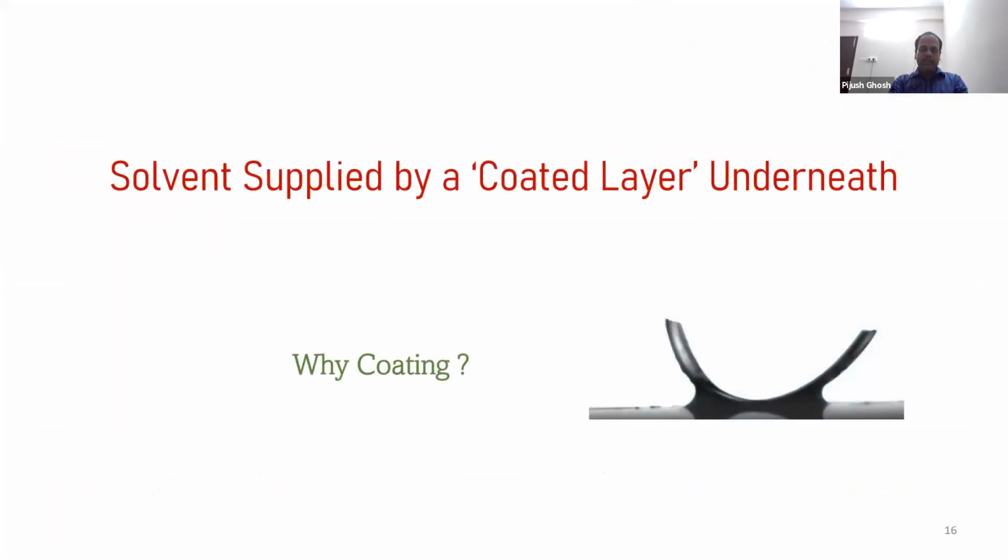Now let's move to the second problem. Before that, let me give the background of it. As you see, this is a solvent supplied by a coated layer underneath. Now, why coating?